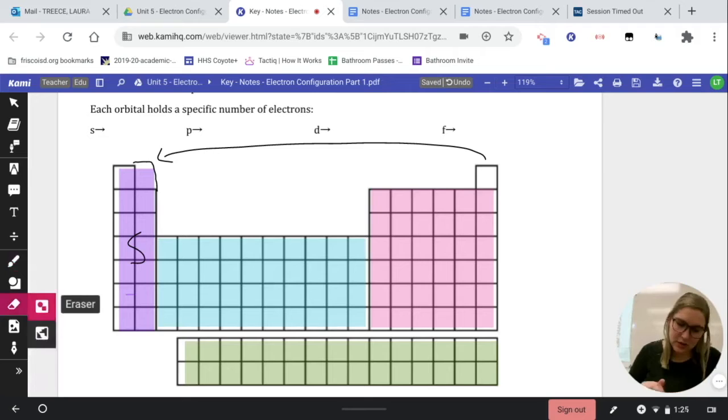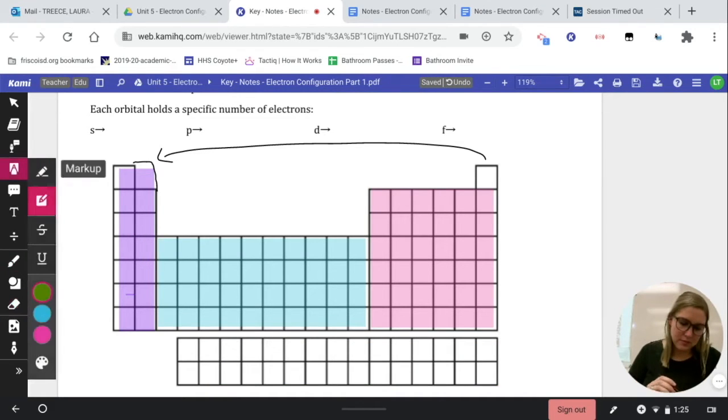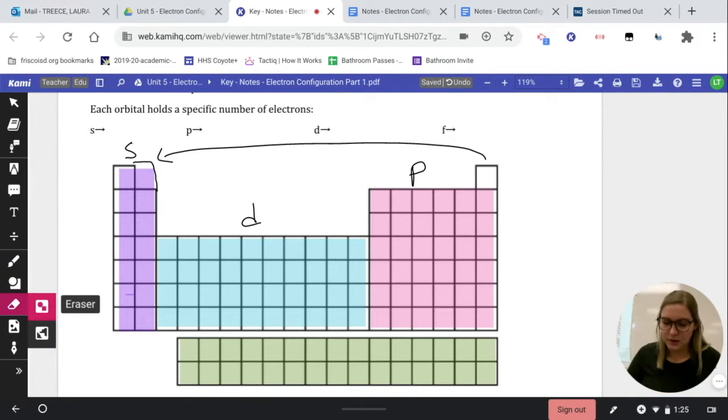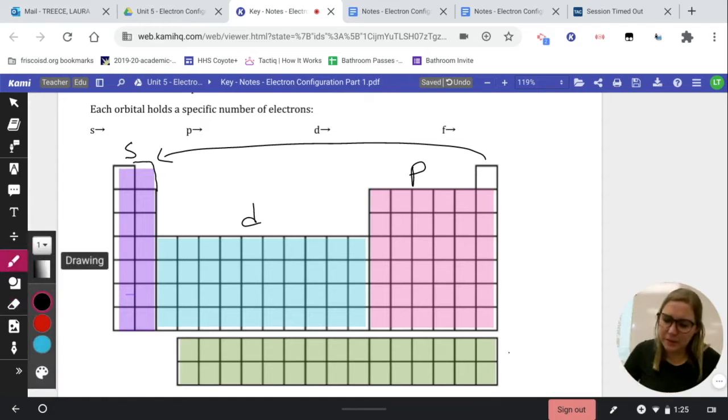I think I'm just going to label outside instead of labeling on. Oh no. Sad. Okay. Label outside instead of labeling on. So this is our S. It's our D. It's our P. That's our F orbital. What is wrong with me? Just wrote a 4. F orbital. There we go. All right.